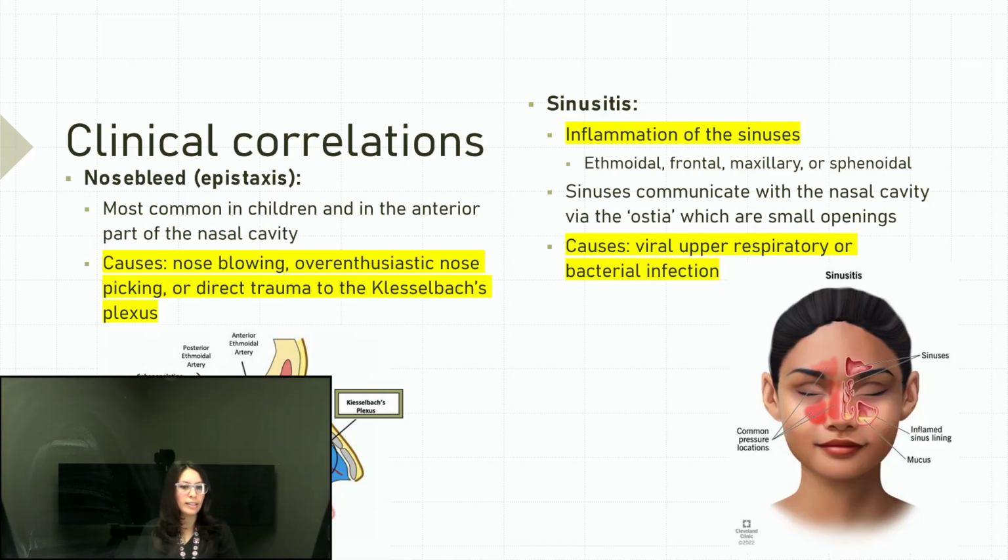Now, for sinusitis, this is an inflammation of those sinuses that we just talked about, typically due to a viral upper respiratory infection or bacterial upper respiratory infection causing blockage, right, or inflaming the sinuses, all right?